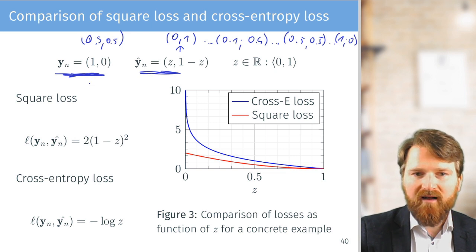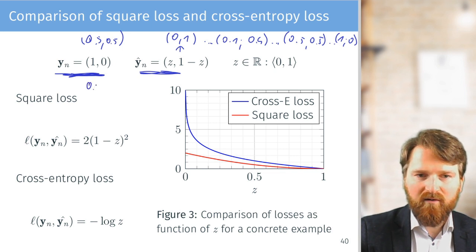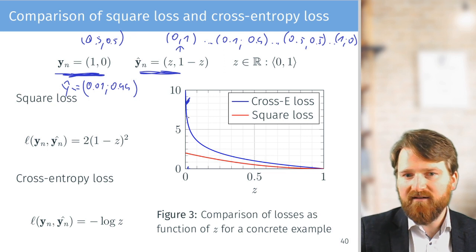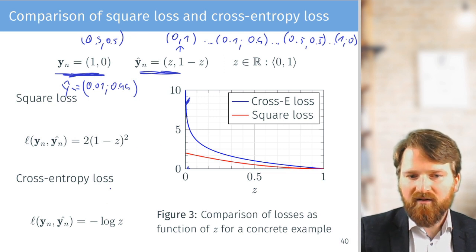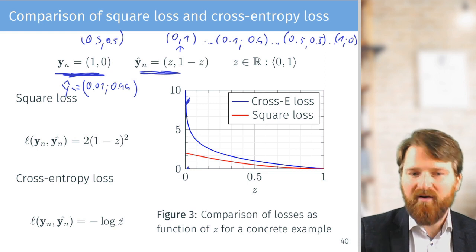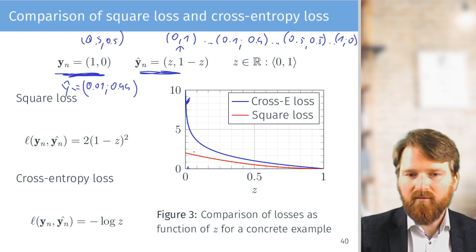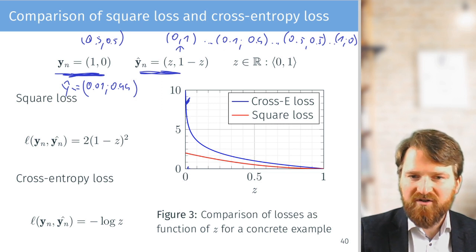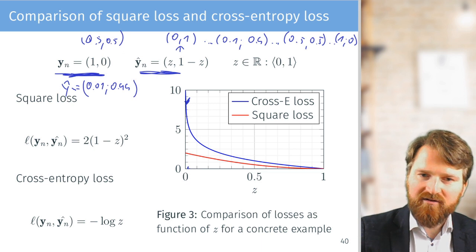So, for example, if we have 0.01 and 0.99 as our prediction, then we would be somewhere here, because z is 0.01, and the loss is super huge. It goes to infinity basically here. So cross entropy loss penalizes bad predictions very highly, while square loss is somehow okay. It's worse, but not that bad. Cross entropy loss is really pushing hard to get closer and closer, and bad predictions are really penalized.